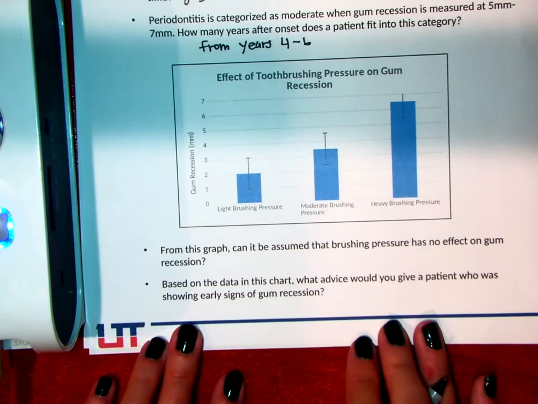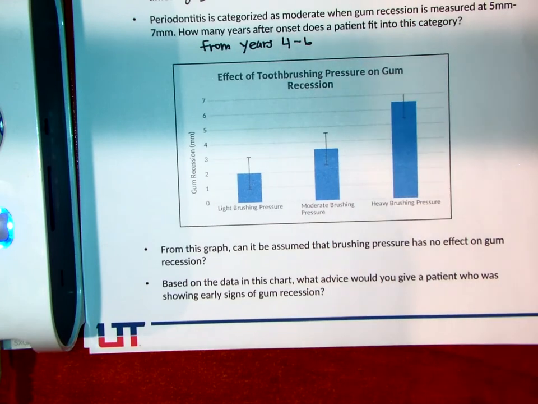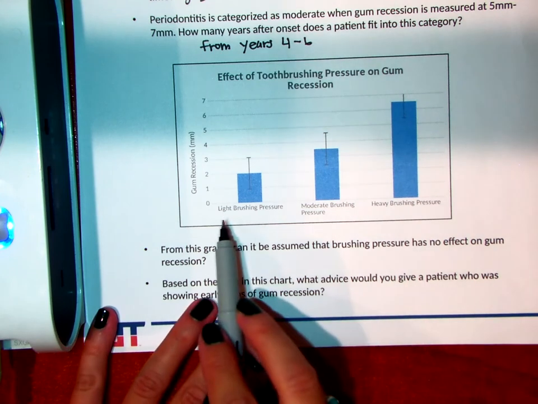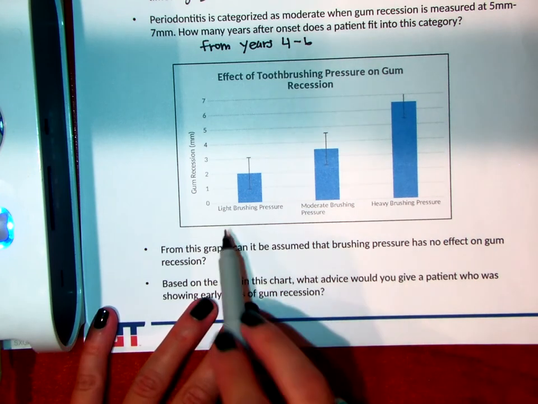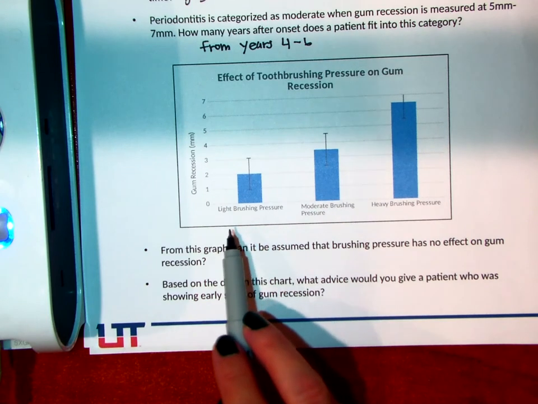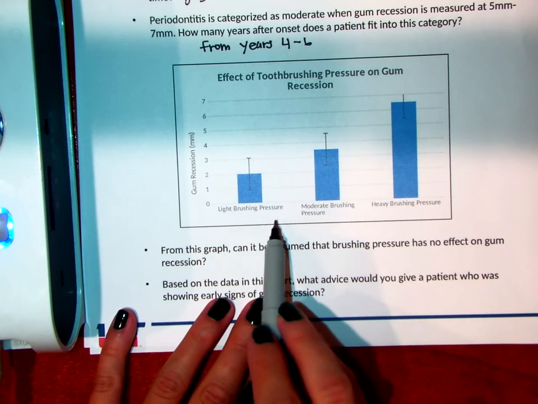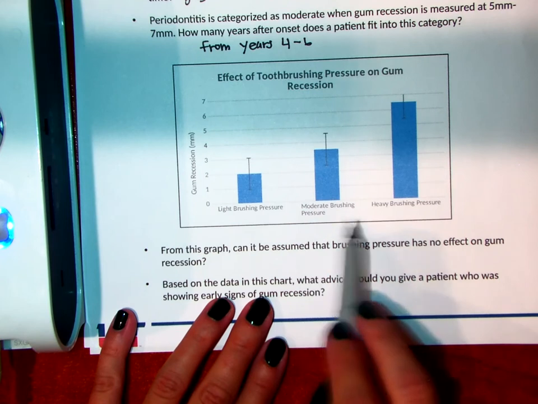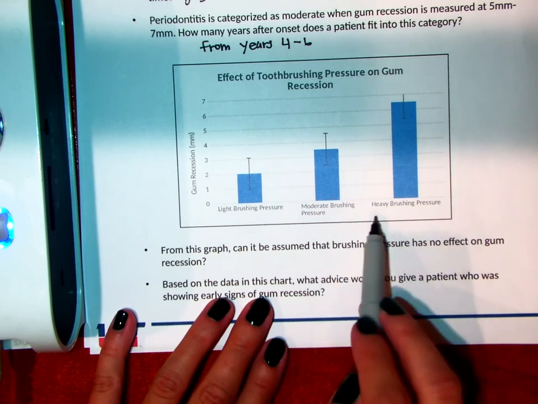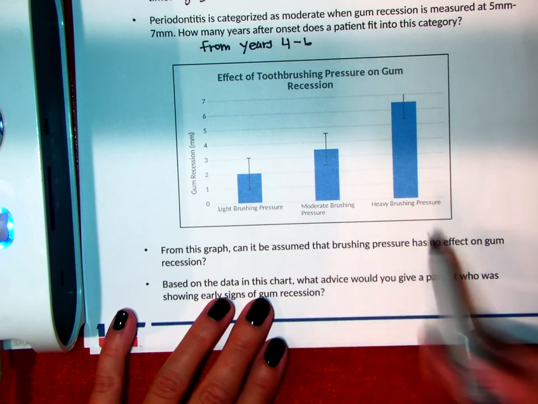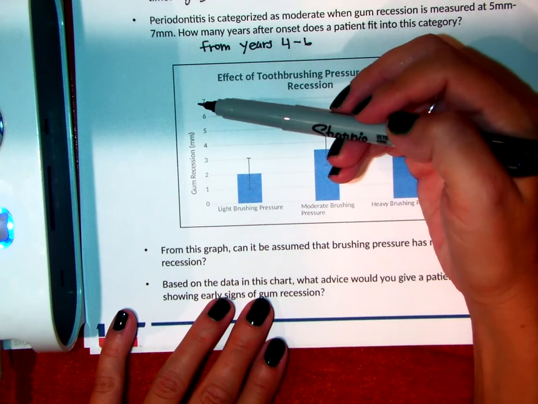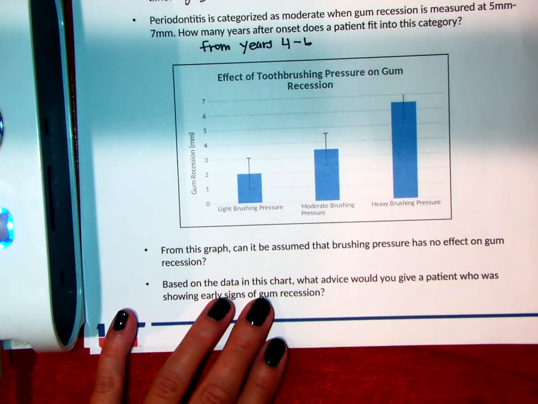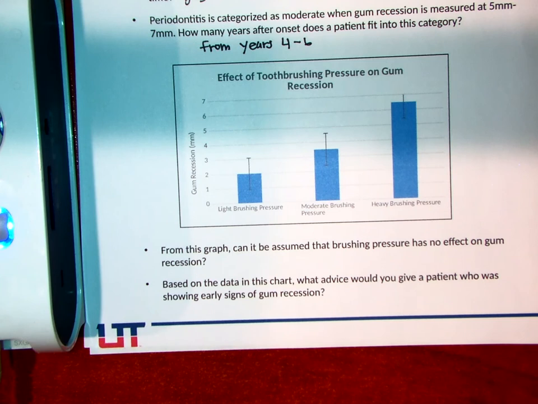All right, looking at this next graph, the effect of toothbrushing pressure on gum recession. So on the x-axis, we have patients who use a light brushing pressure, patients who use a moderate brushing pressure, and patients who use a heavy brushing pressure. And then again, we have the gum recession in millimeters on the y-axis.